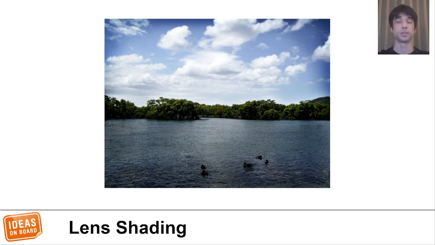That's not the only processing that needs to be done. Another example is lens shading. The lens of the camera is round, while the imaging sensor is square, which means that less light reaches the corners of the sensor. This makes the corners of the image dark, like in this picture.